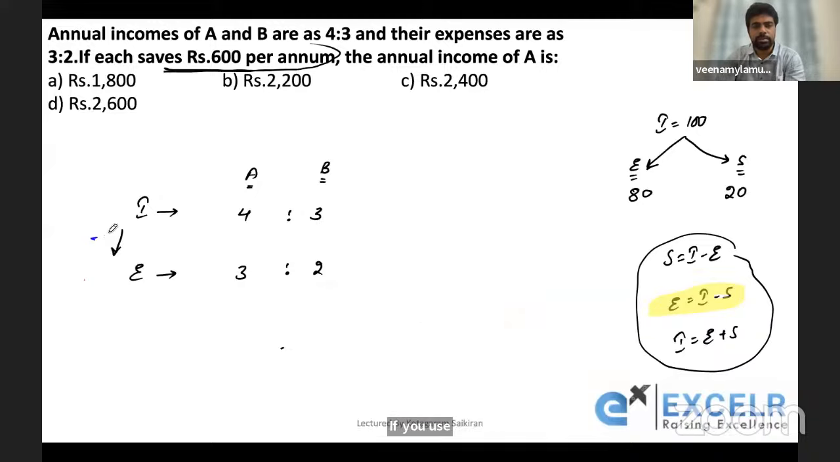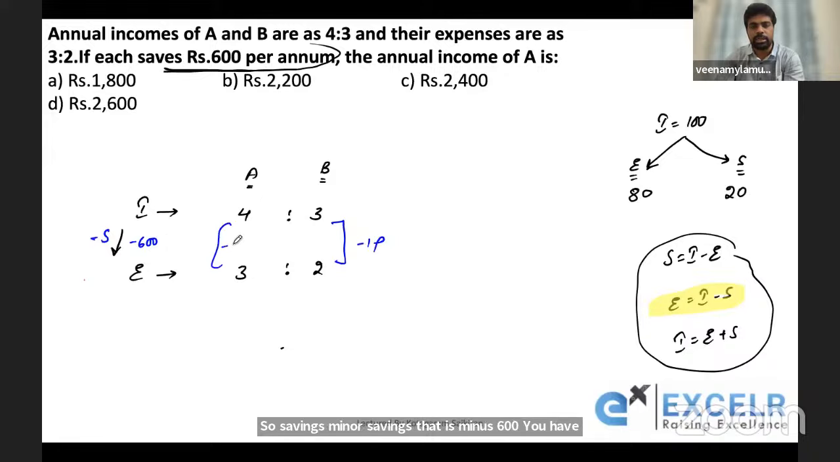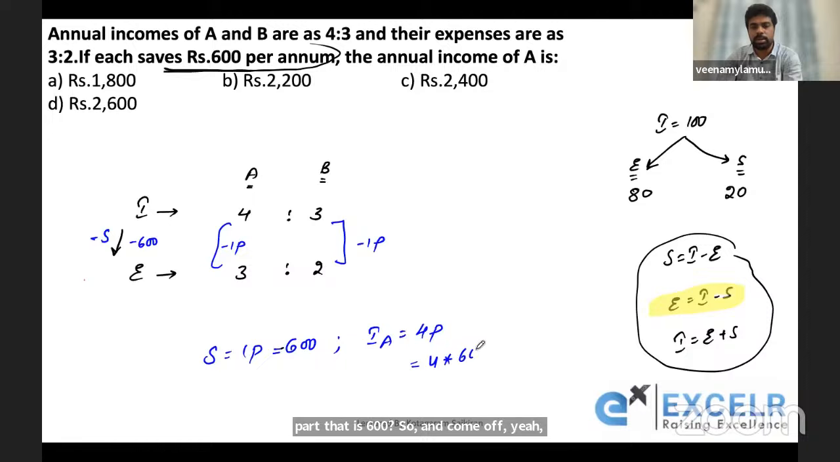So savings minus savings, that is minus 600. Here savings is minus one part, and here also it is minus one part. So now from this, can I say that one part is 600? The income of A is how many parts? 4 parts. So it will be 4 into 600, which is 2400.